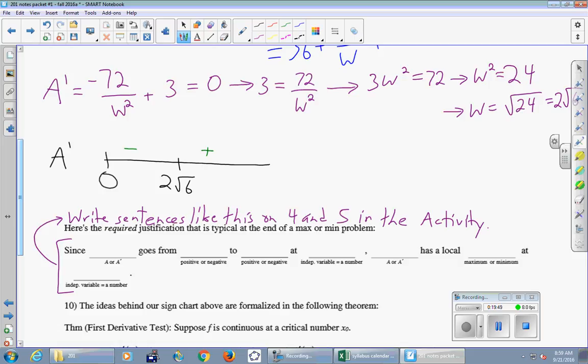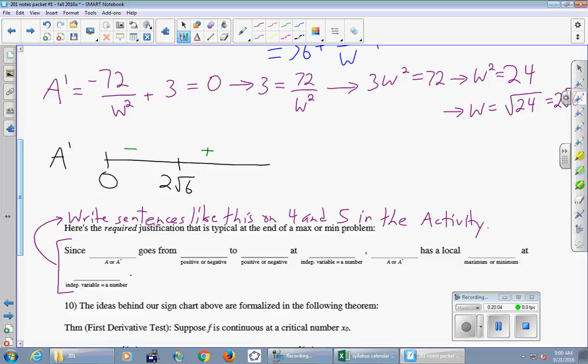In this case, it's a global minimum because it's the only one. The function goes down and then goes up forever, so it's the bottom point. Okay, so here's the required justification that is typical at the end of a max or min problem.